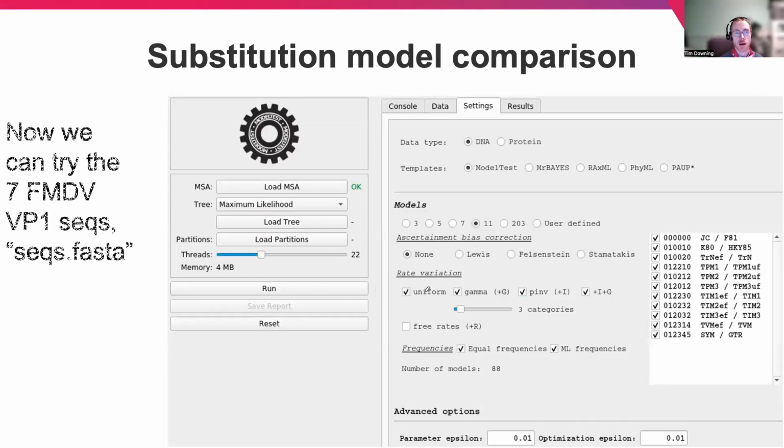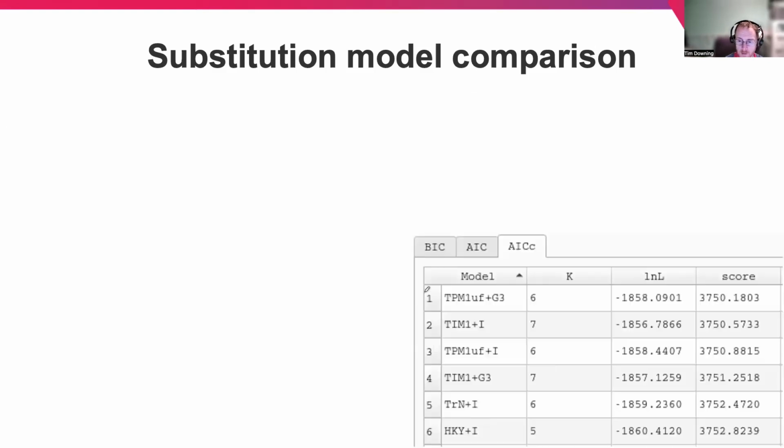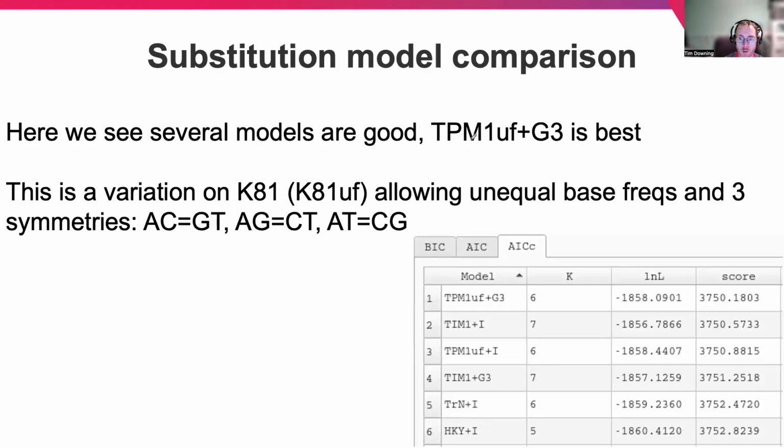When we try that for our VP1 FMD sequences, we can repeat that using the same parameters. What we see is that the TPM1uf plus G3 is the best. This is a variation of the K81 model, allowing unequal base frequencies and 3 symmetries, as shown there. And this is the kind of result that we get. You see the score is quite marginally ahead of the TIM1 plus invariant model. And we see there the log likelihood estimates as well. So let's now go to the server to explore this further.